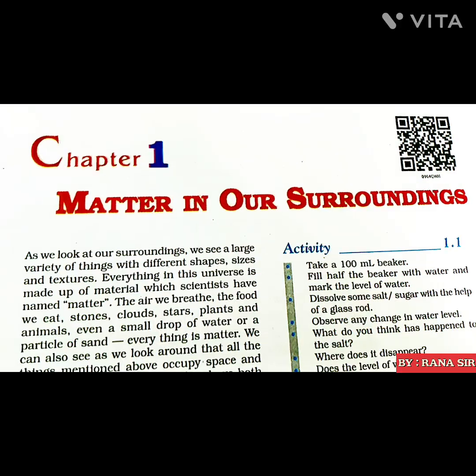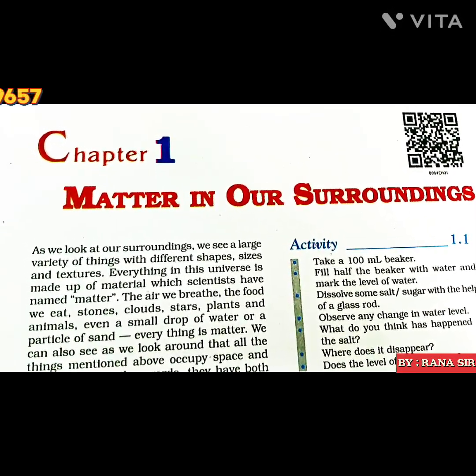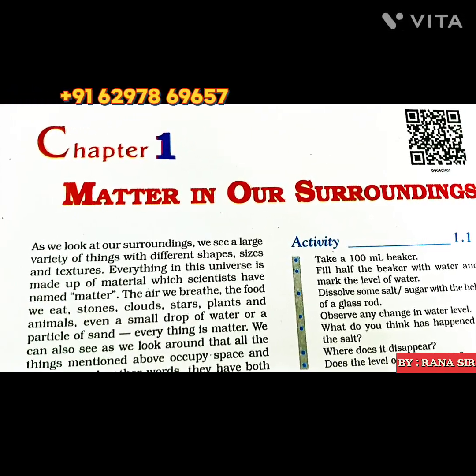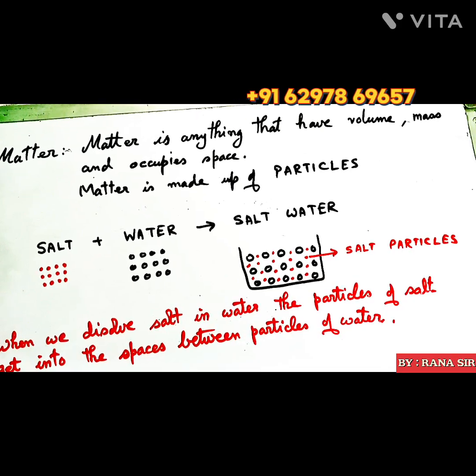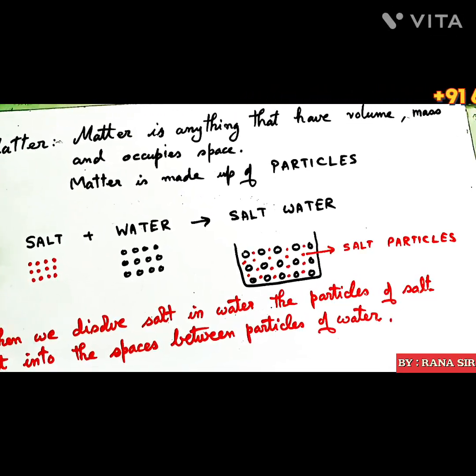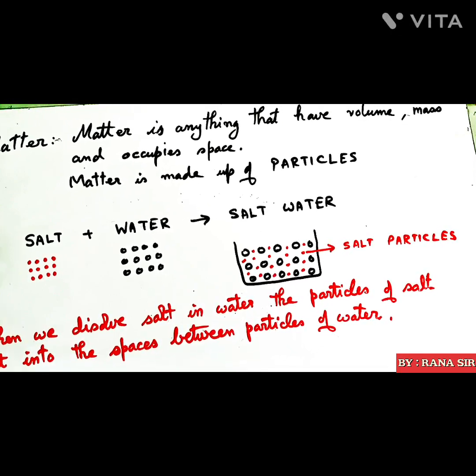Students, in today's discussion, I'll be teaching you chapter 1 of class 9 Science, Matter in Our Surroundings. So, what is matter? Matter is anything that has volume, mass and occupies space. Matter is made up of particles.